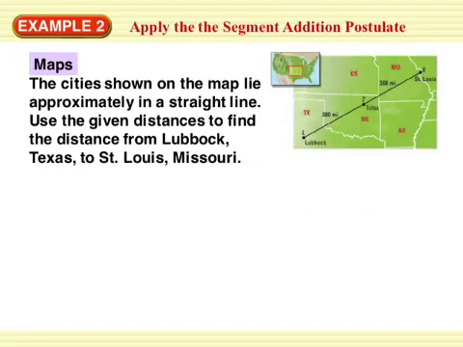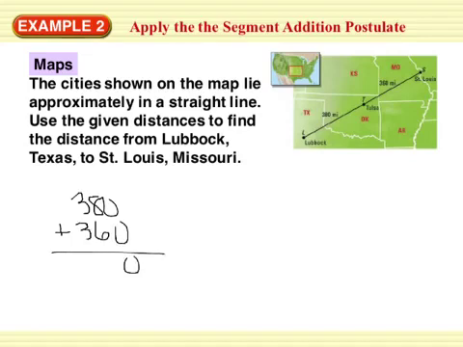Let's use it. The cities shown on the map lie approximately in a straight line. Use the given distances to find the distance from Lubbock, Texas to St. Louis, Missouri. So if this is a straight line and we want to figure out Lubbock to St. Louis, we would use the addition postulate and say 380 plus 360, 720 miles.